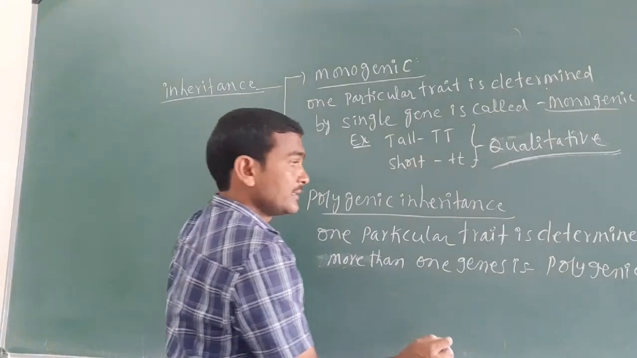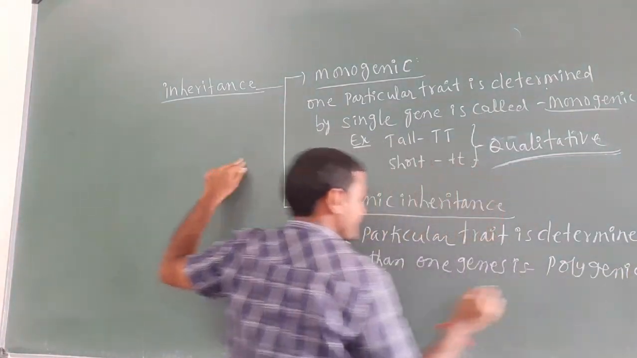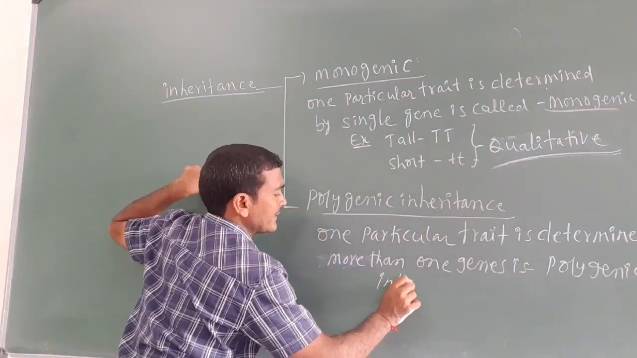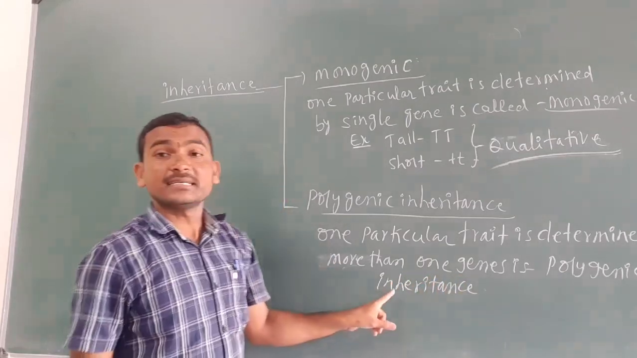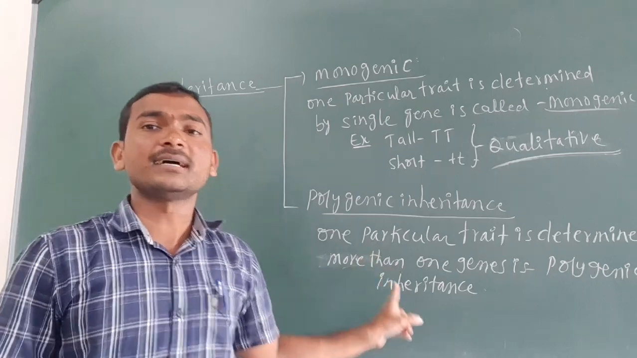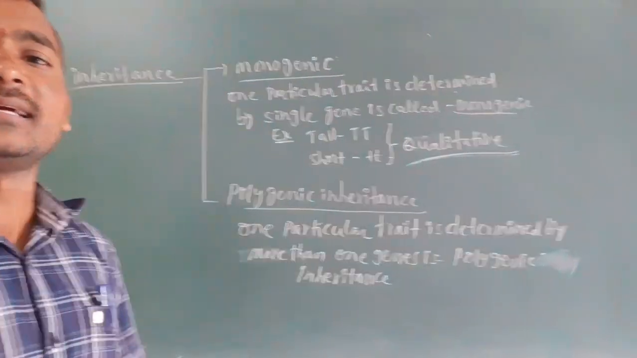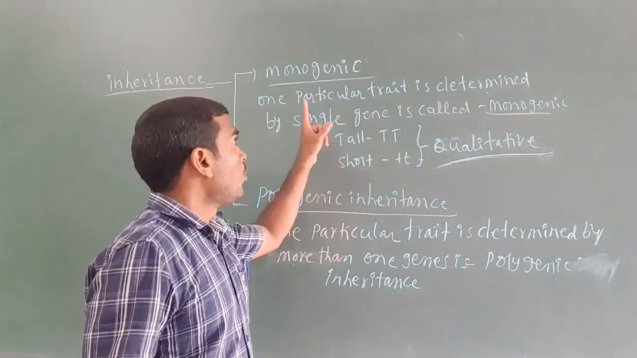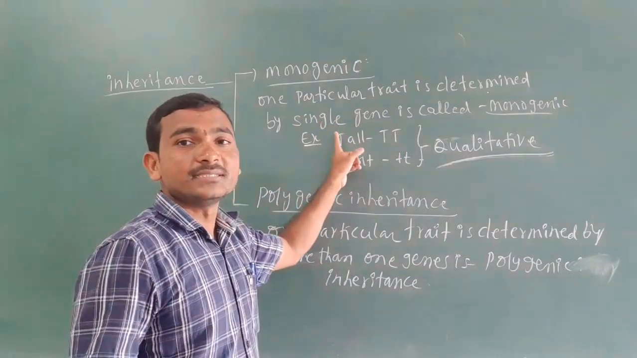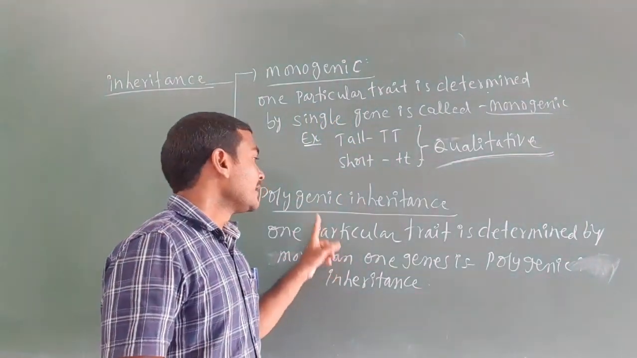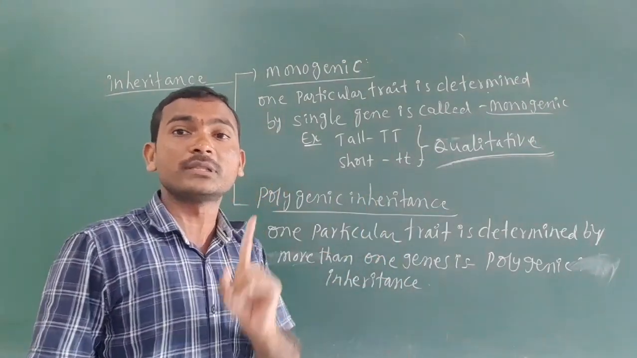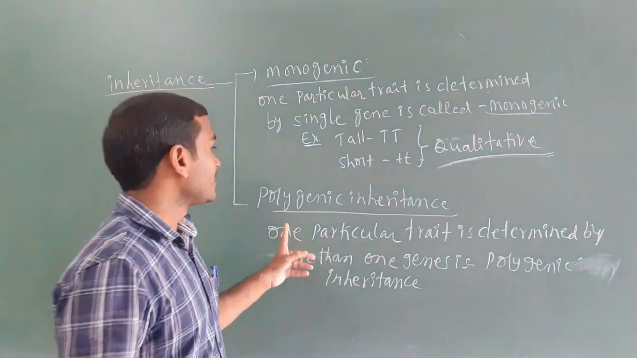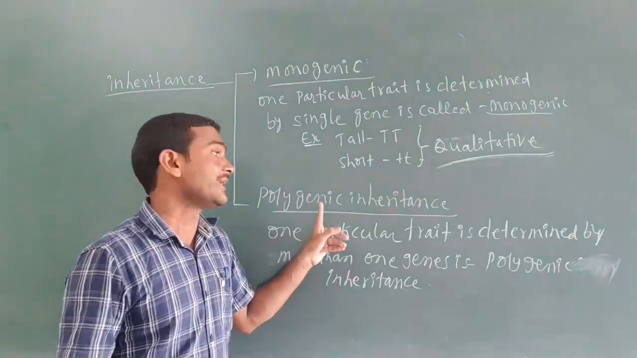Polygenic inheritance. See, what is here? Only one character is regulated by one gene, that is monogenic. In polygenic, one particular character is regulated or determined by more than one gene. That is called polygenic inheritance.